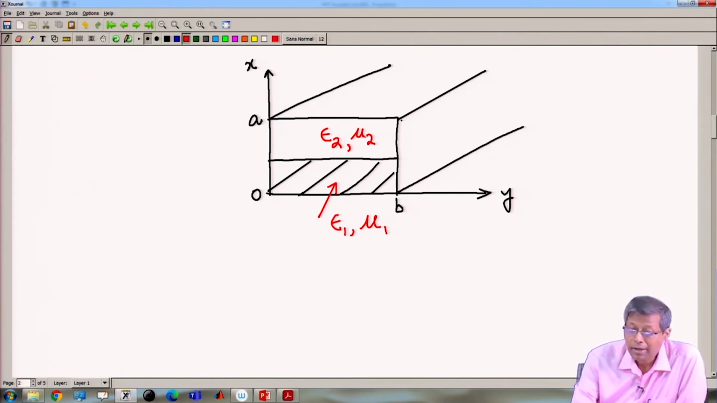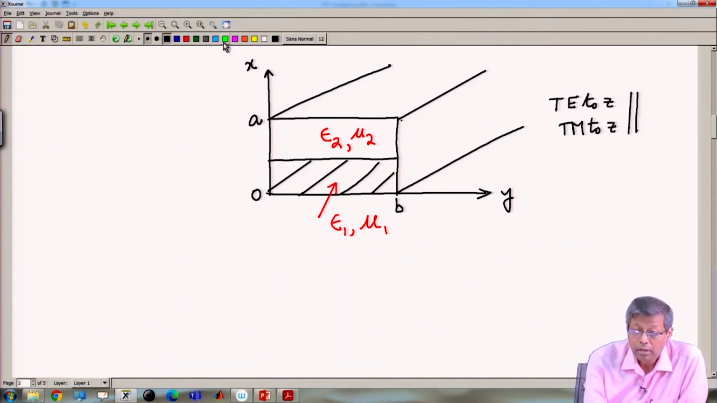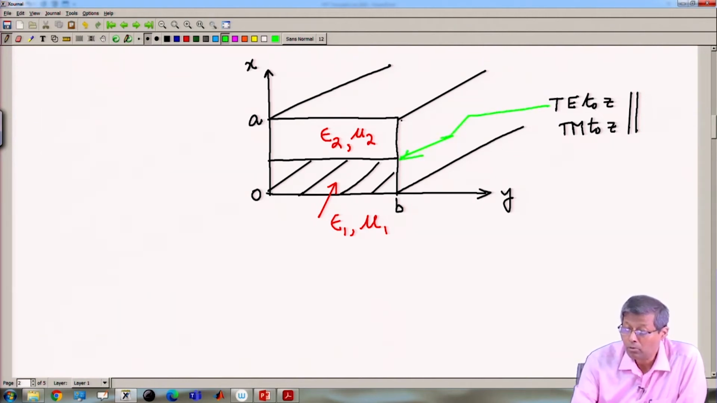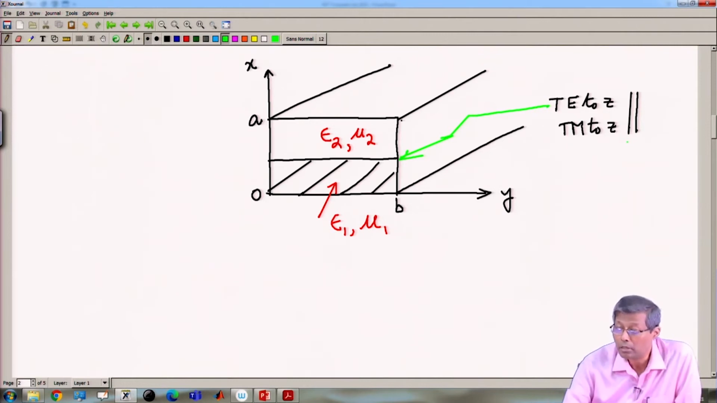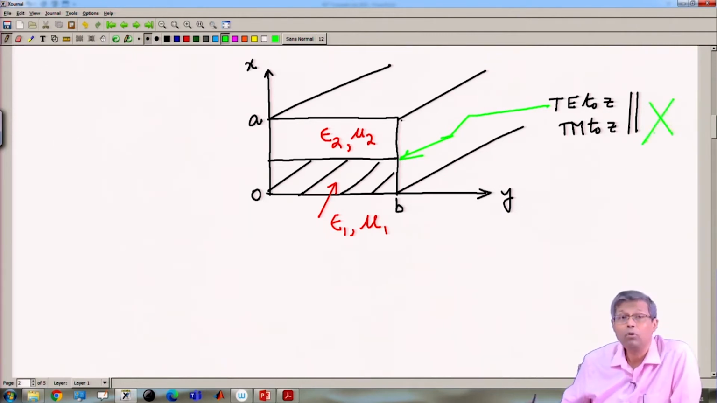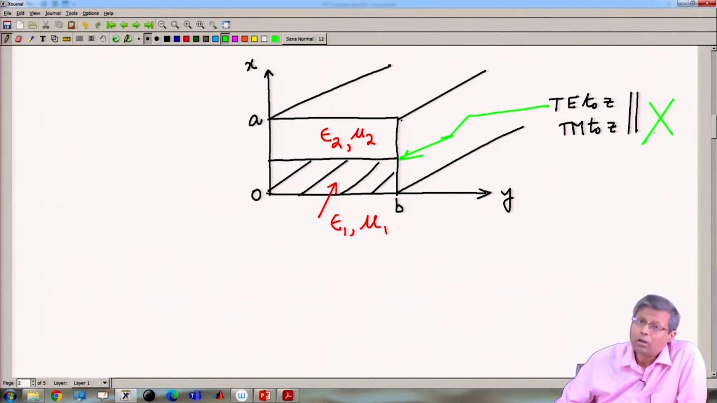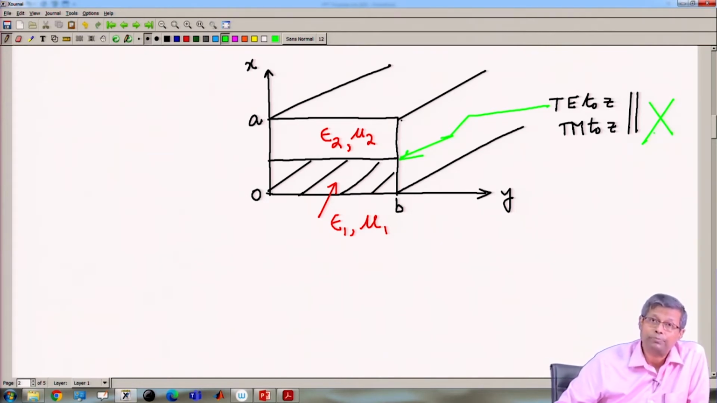In this case, if I apply the fields corresponding to TEz and TMz, we will find that we cannot satisfy the boundary condition at this interface. So, they cannot be used to satisfy the boundary conditions at this interface, and therefore, these are not valid mode sets for the problem. The question is, if these are not valid mode sets for the problem, how do we crack this problem? How do we solve this problem?